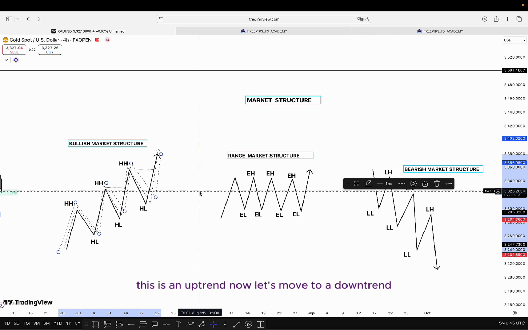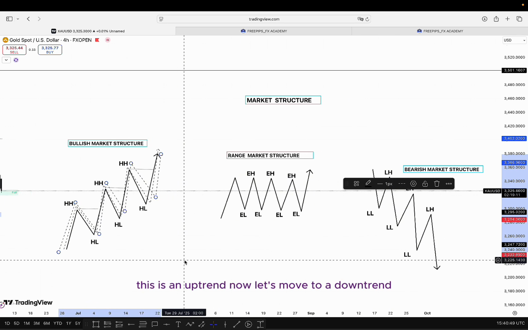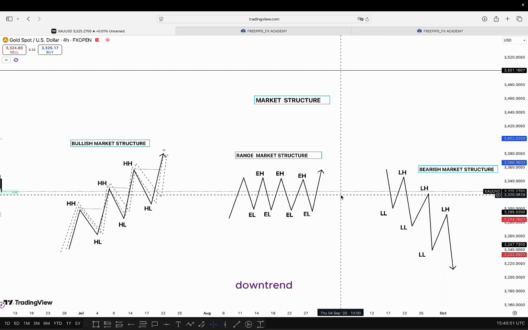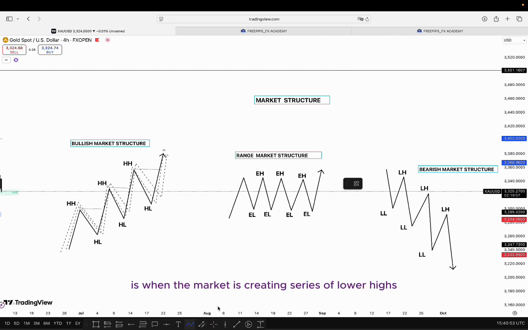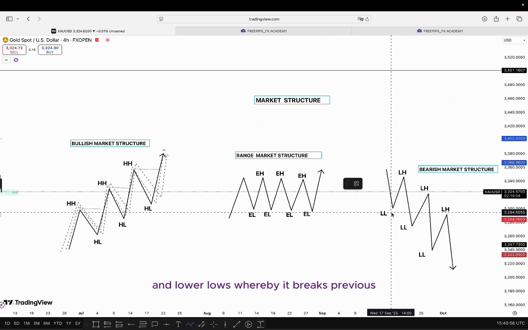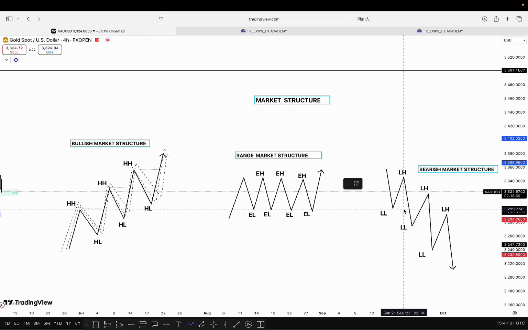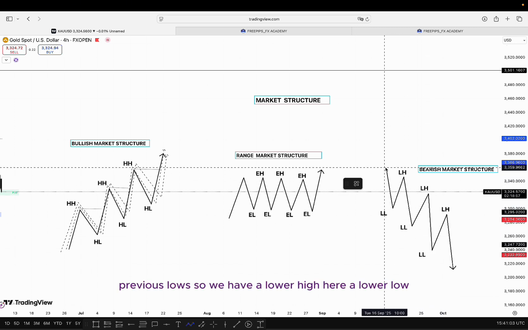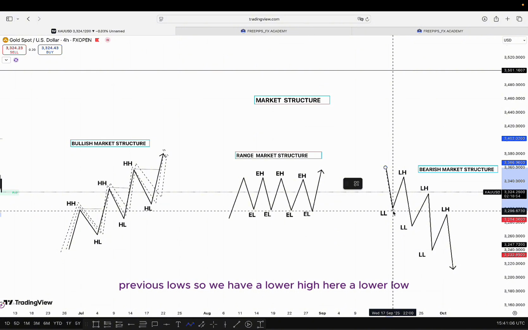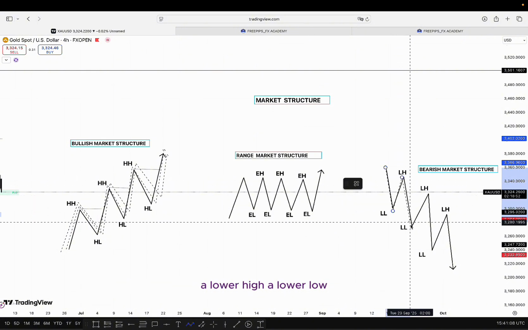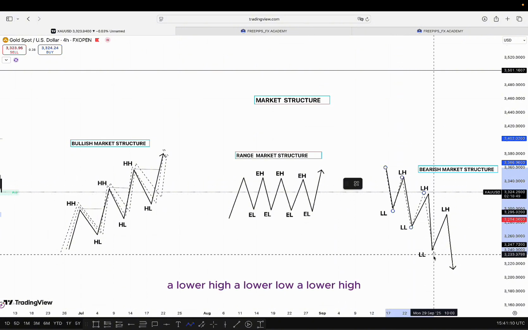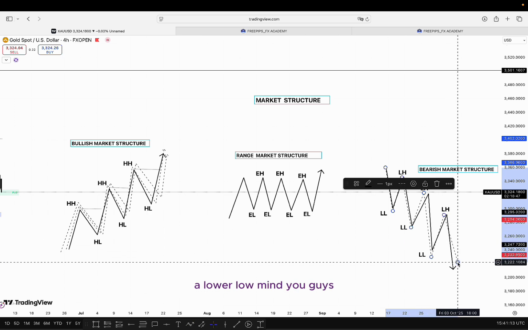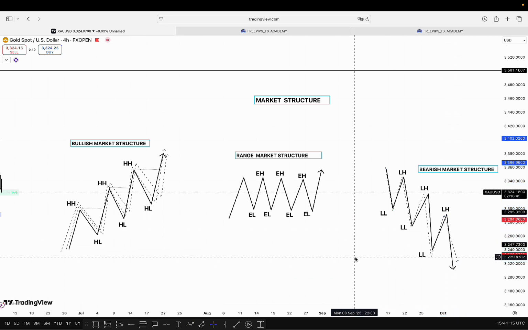This is an uptrend. Now let's move to a downtrend. A downtrend is when the market is creating a series of lower highs and lower lows, whereby it breaks previous lows. So we have a lower high here, a lower low, a lower high, a lower low, a lower high, a lower low. Mind you guys, if you don't know how to read this, then you shouldn't start to trade, else you would set yourself on fire.